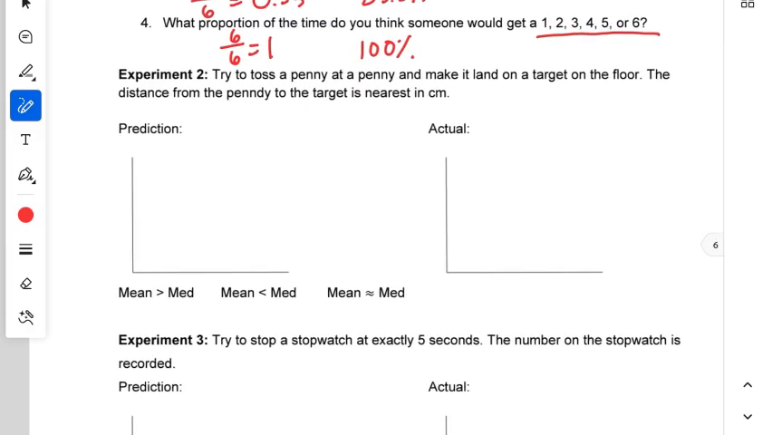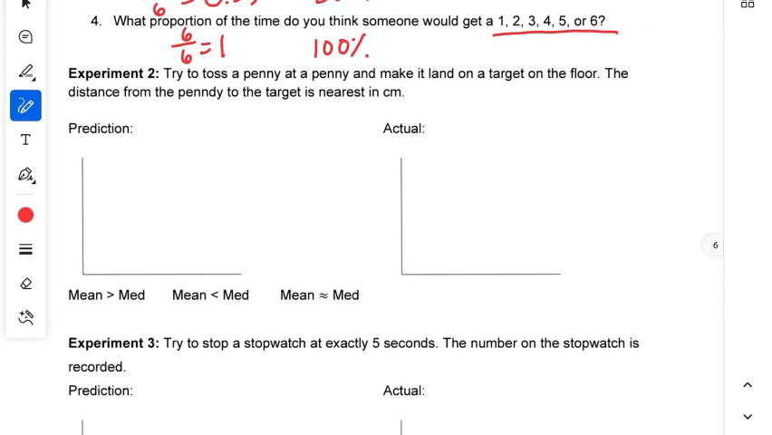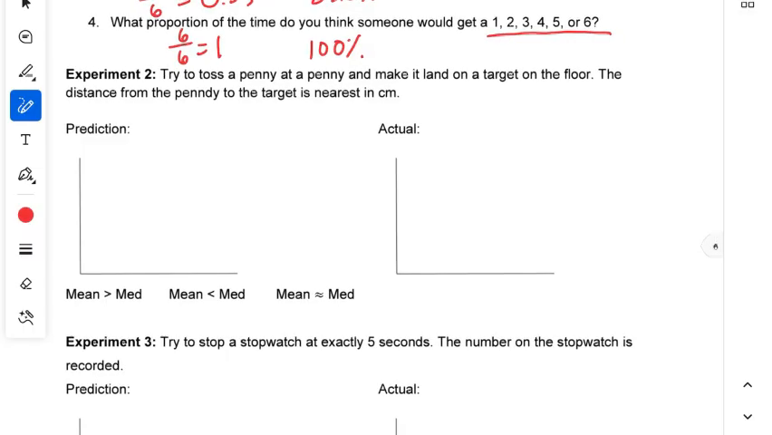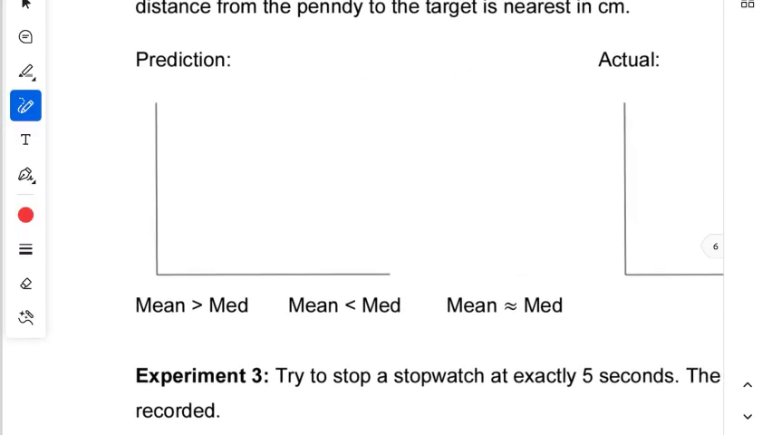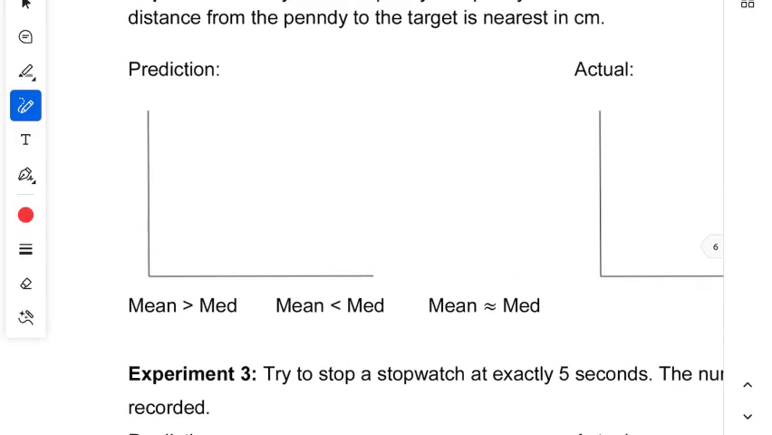Okay, experiment 2. Try to toss a penny and make it land on a target on the floor. So let's say the target on the floor is a penny. You're trying to land the penny on that penny. That's the target. So we're just going to do the prediction here and then we'll talk about it. So let's say the distance from the penny to the target, to the nearest centimeter. So 0 would be right on target.